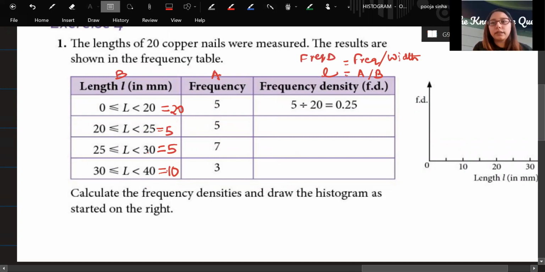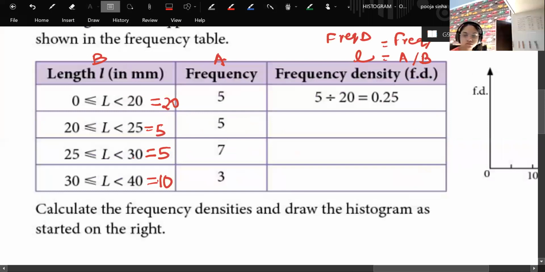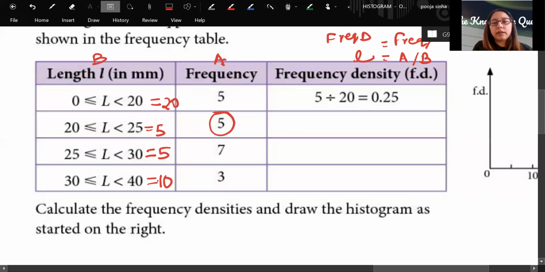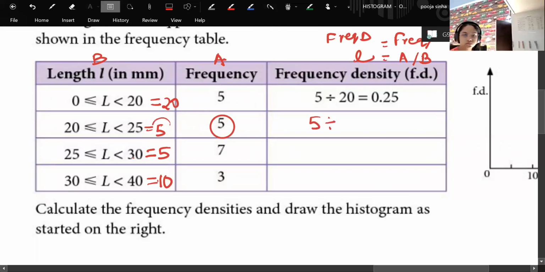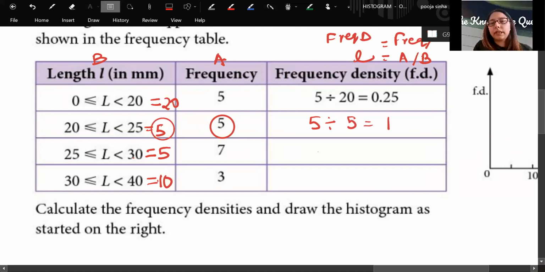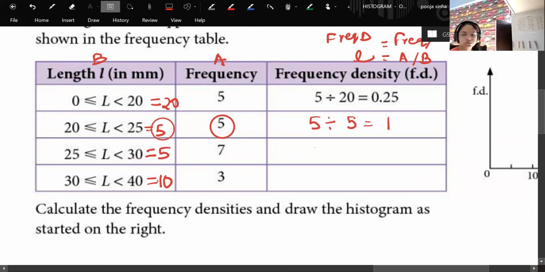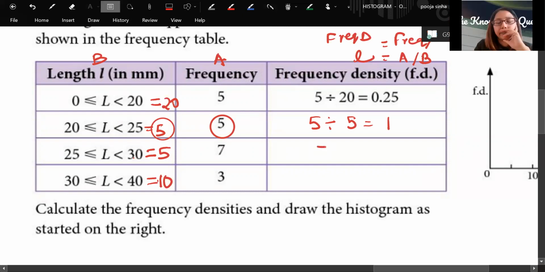So how much is the frequency? 5 divided by 5, which is equal to 1. Next, tell me. 7 divided by 5, which is 1.4. Next one.